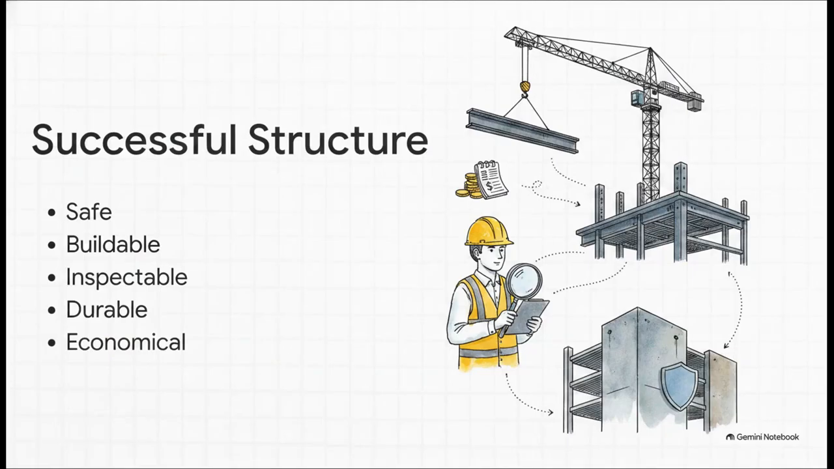And this ecosystem absolutely does not stop at design calculations. A successful structure has to be safe, buildable, inspectable, durable, and economical. Getting a perfectly green stress check in your software doesn't automatically equal a successful building. If the fabricator can't make it, the contractor can't erect it, or the inspector can't verify it, well, your design is just an incredibly expensive piece of modern art.